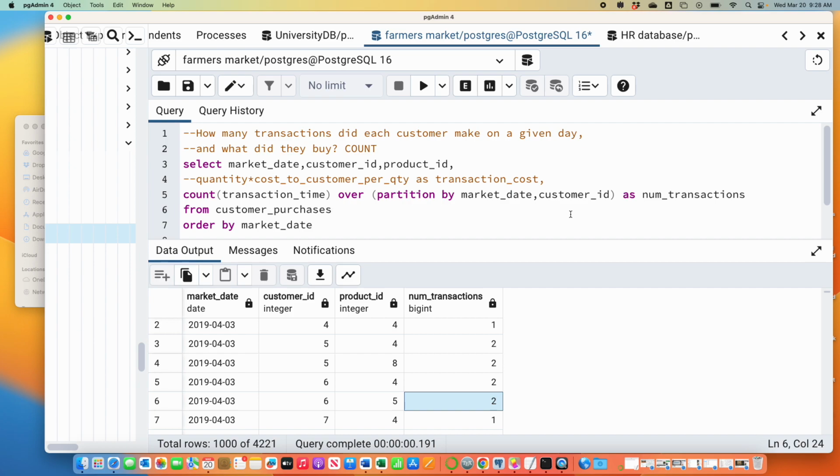I don't understand why we use customer ID in the partition by. What does it change? Yeah, so what if we take this out? Let's see what happens.